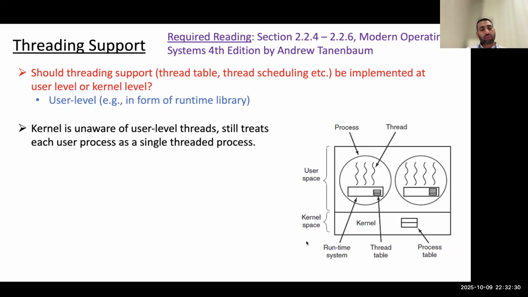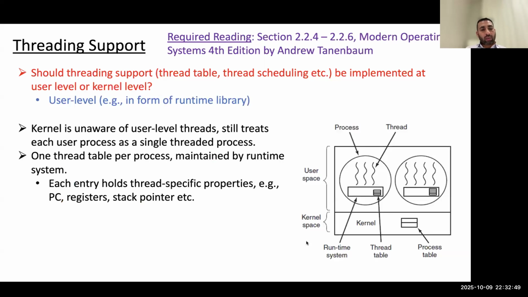it makes your life more comfortable by providing you the functions for creating threads, terminating them, managing and scheduling those threads. So when a threading support or library is implemented at user level, the kernel is unaware of those user level threads and it still treats each user process as a single thread. And when implemented at user level, the runtime actually maintains a thread table per process, as figure here.